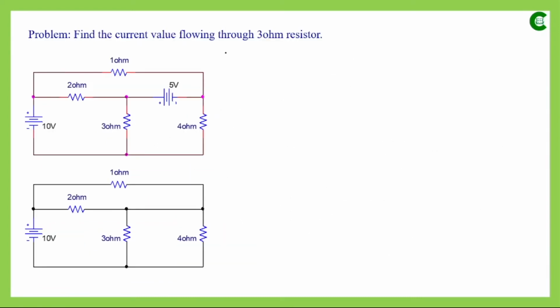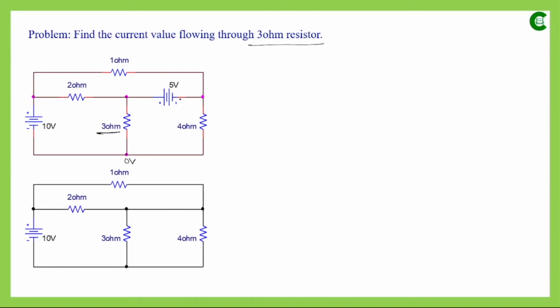Now in this circuit we have to find the current value flowing through the 3 ohm resistor, that means this resistor. If we analyze this circuit, we can find that we have three meshes. This is one mesh, this is another mesh, and this is the third mesh. If we analyze the nodes, we can see that we have one principal node here, another node here, another node here, and another node here. If we connect this node to the ground, it will be taken as a reference node. Apart from this, we still have three principal nodes where we can apply node analysis or KCL.